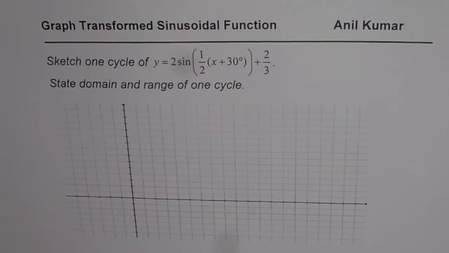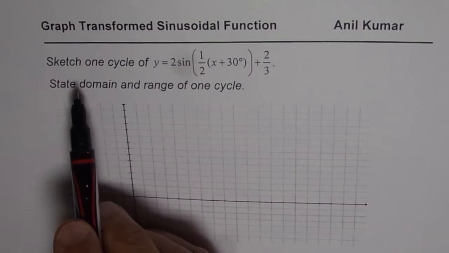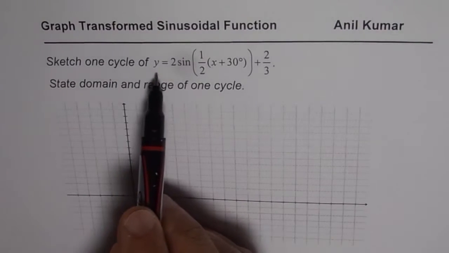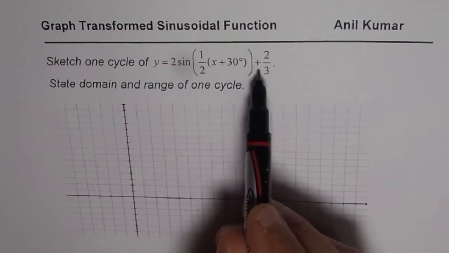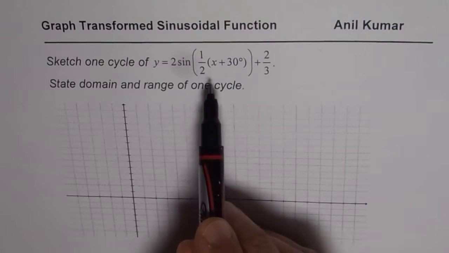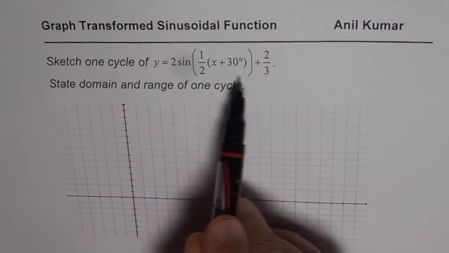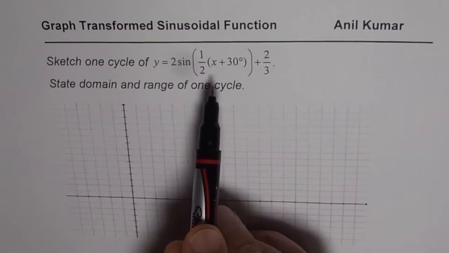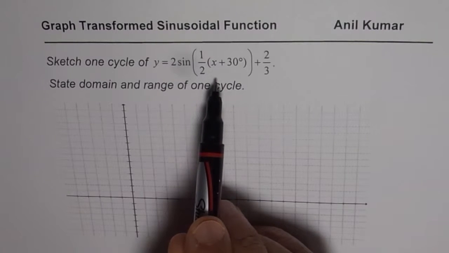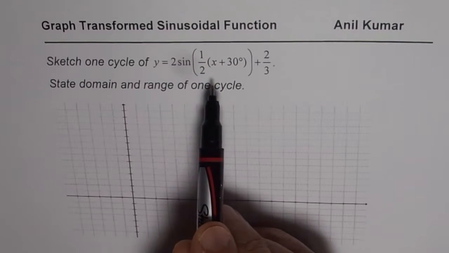I'm Anil Kumar, and in this video we will learn simple steps to sketch complicated transformed sinusoidal functions. The question here is, sketch one cycle of y equals 2 sine half of (x plus 30 degrees) plus 2 over 3. Now this sinusoidal function has all kinds of transformations.